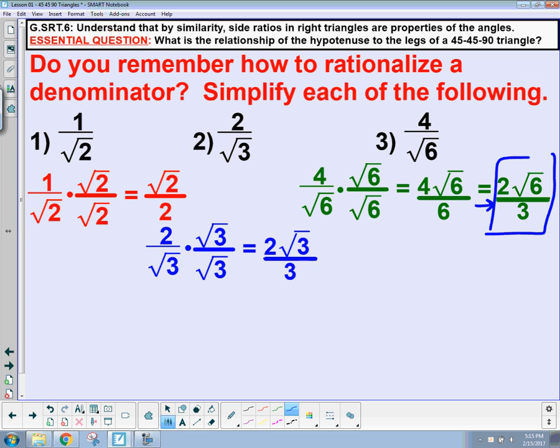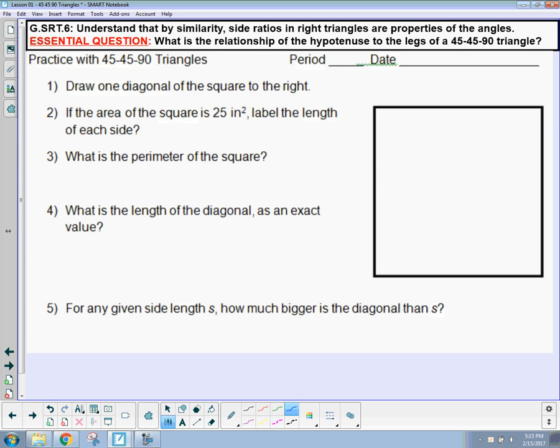Okay? Now, to try this out, go ahead and draw yourself a square. I was going to give you a handout, but you know, this is more fun. You're going to need to draw one diagonal. This is a diagonal, a line that connects the opposite corners. This says if the area of a square is 25 inches squared, label the length of each side. To find the area, that's length times width. But since it's a square, all the sides are the same, so we're going to say s squared. Well, s squared is going to be 25.